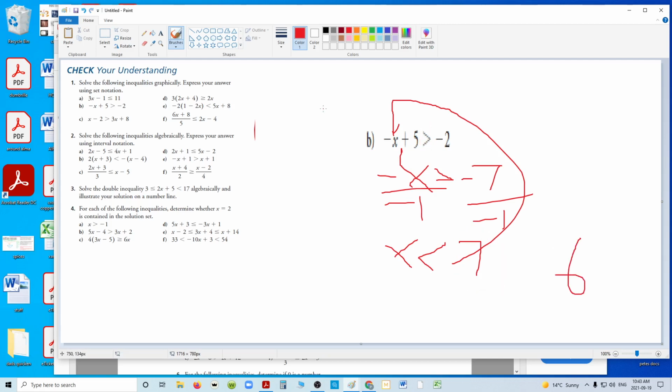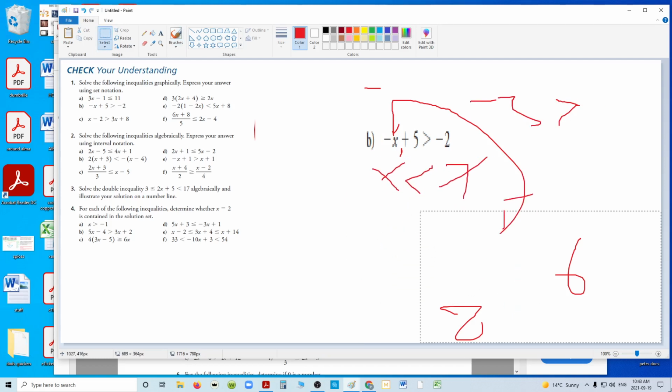If I take 6, I get -6 + 5, I get -1, and -1 is bigger than -2. And if I take 8, -8 + 5 is -3, and -3 is not bigger than -2, so we can see that the rule fits. Which means if I'm going to do a number line, I would just do it here.